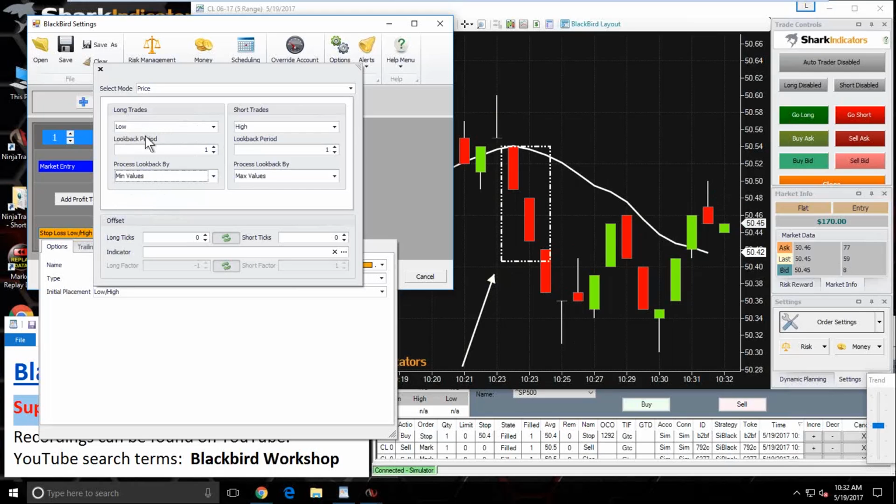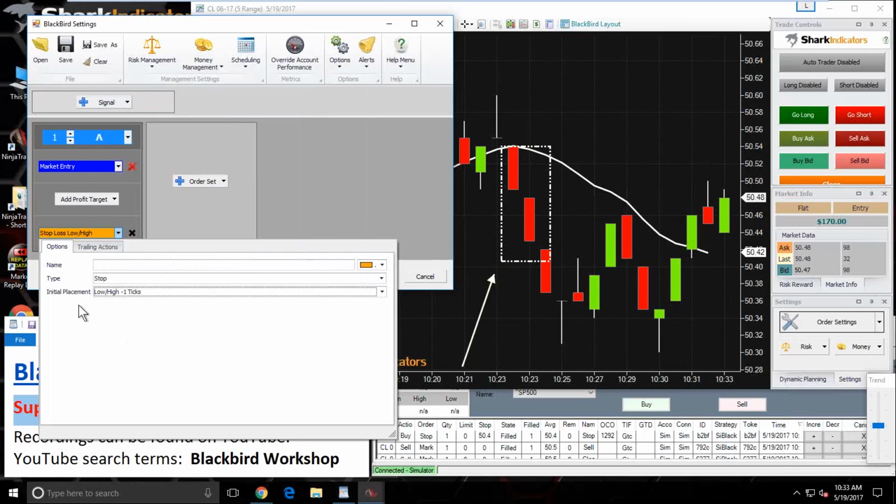And let me restore this back to normal here. All right, and of course, remember, you can also set a tick offset. So if you wanted to track say the lowest low of the last two bars, and you also want to put a buffer in there, you could put a 1 tick offset, or a 2 tick offset from the lowest low of the last two bars.